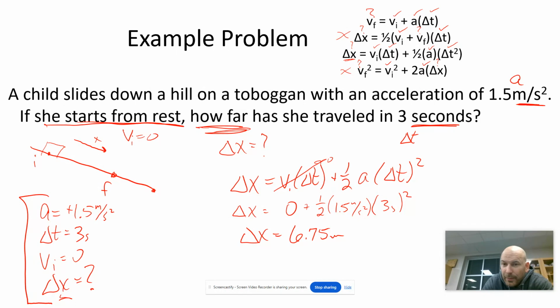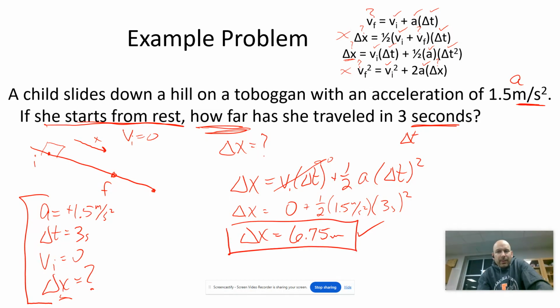Before we box that and walk away, we need to ask ourselves, does this answer make sense? Is this in the realm of possibilities? 6.75 meters, let's say that's close to 5 yards on a football field. Could a kid go 5 yards in 1 Mississippi, 2 Mississippi, 3 Mississippi? Yeah, that's in the realm of possibilities. So that's how you do a problem.